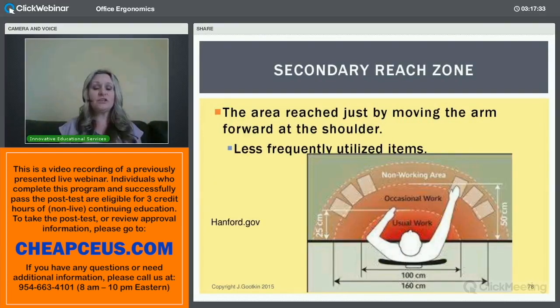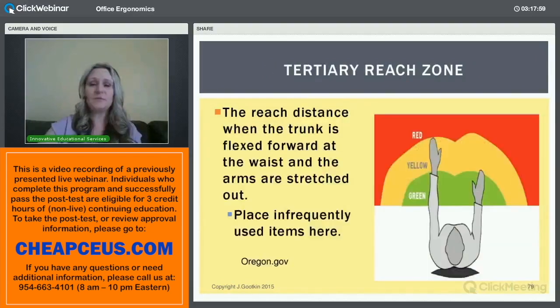Next, we go to that secondary reach zone, or that occasional work area. That is the amount that I can reach if I just reach my arm out, not requiring any trunk movement. So if I lift my arm up with my shoulder, it'll be that area that I can reach comfortably in that region. My less frequently utilized items will be placed there. And then beyond that, arm's length space are going to be those areas that I really don't use very often. So that might be the things that I would actually get up and use my appropriate reaching technique for, make it up and walk over to.